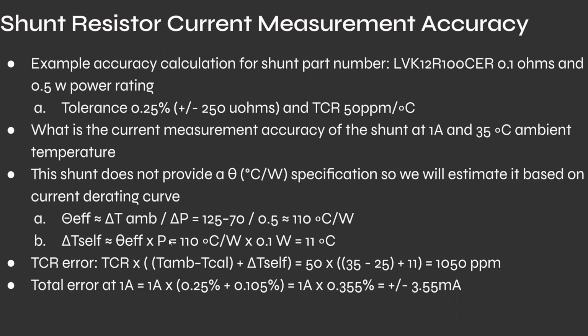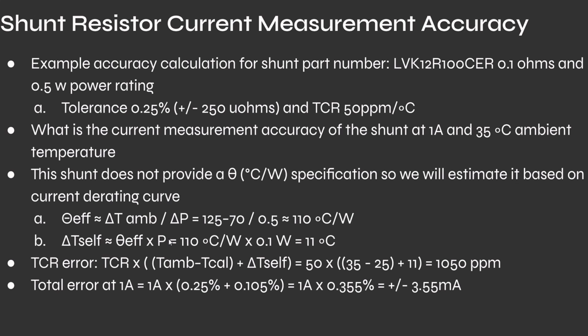Okay, so here's where we start to get into the math. And this probably looks pretty math heavy, but this is what we need to do if we really want to understand the accuracy of a shunt. So I'm going to use an example shunt, and I'm showing the part number up there from Ohmite. It's an LVK series shunt, and I'm not going to read out the whole part number. But it basically is a 0.1 ohm shunt, and it has a power rating of 0.5 watts. And its tolerance from the data sheet is 0.25%. And its TCR is 50 parts per million per degree Celsius.